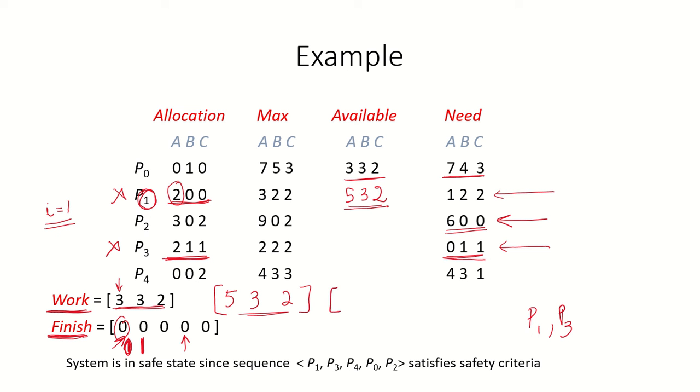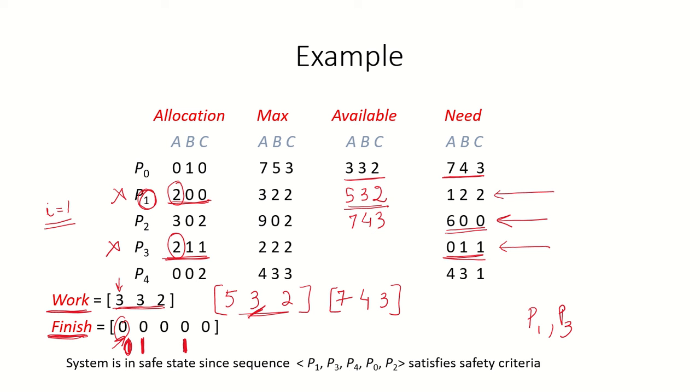So now this will become 7, because 5 plus 2, then 3 plus 1 is 4 and 2 plus 1 is 3. So now the updated work vector is 7, 4, 3 and the finish vector will also be updated. P3 has completed, so this will also become 1 over here.